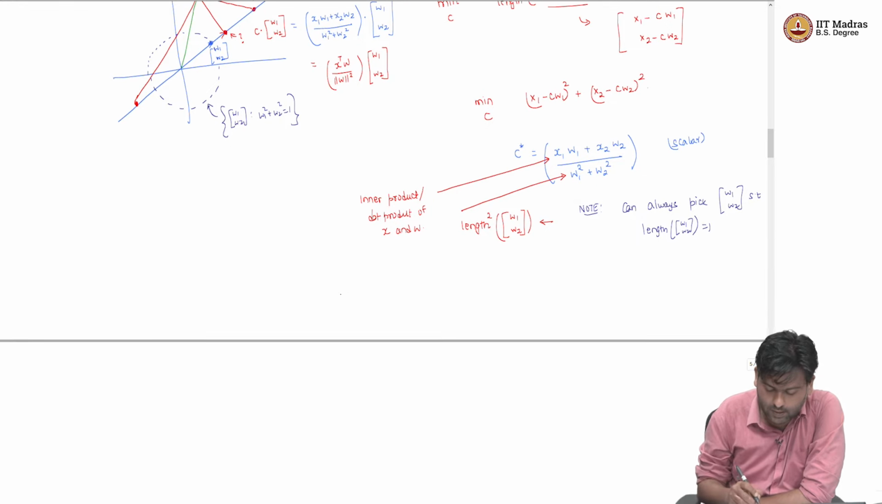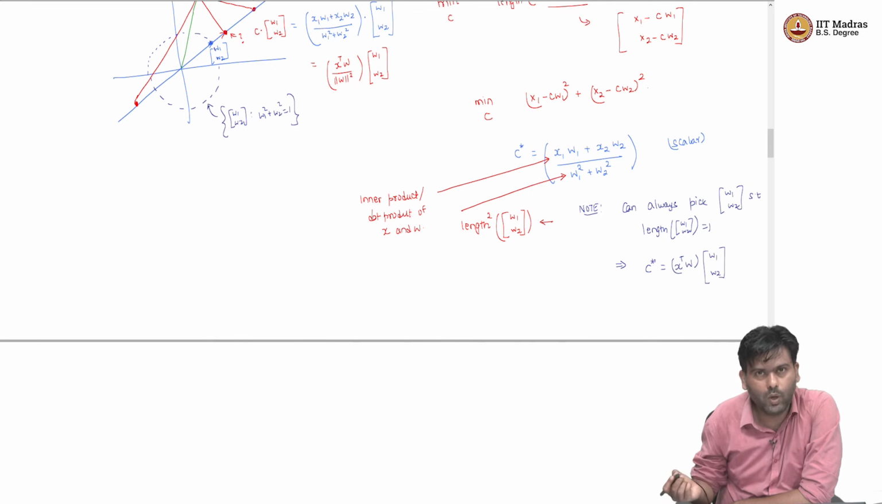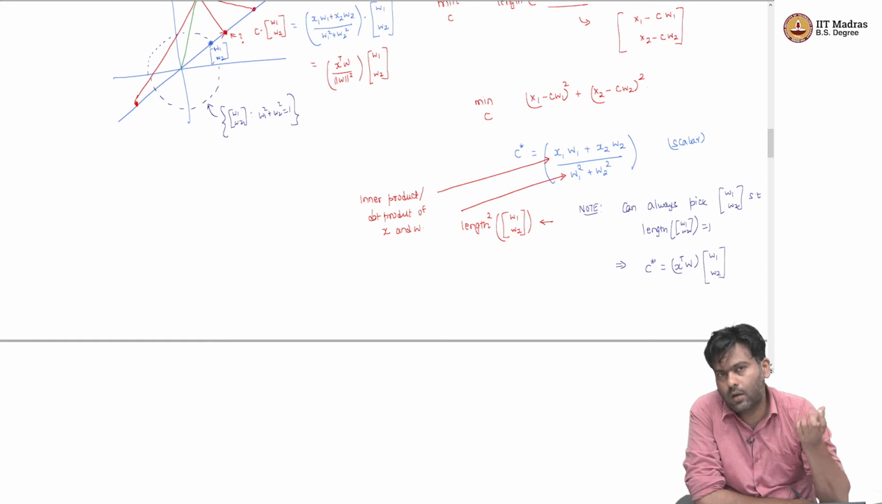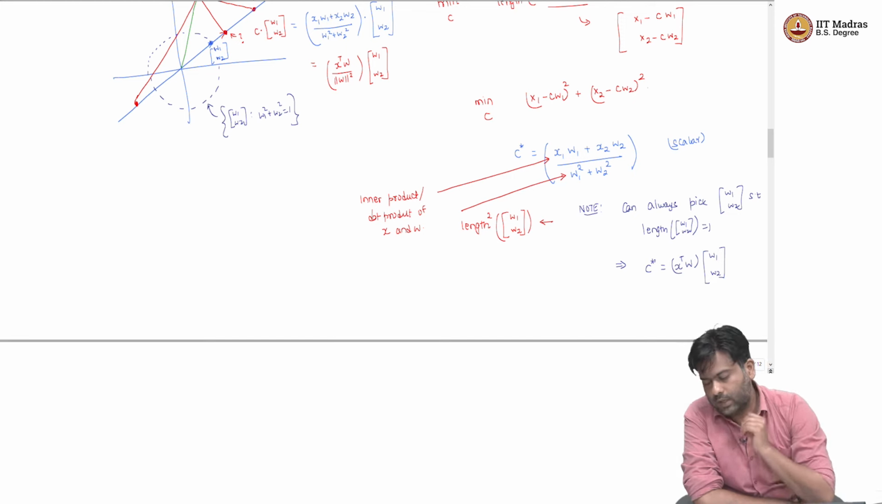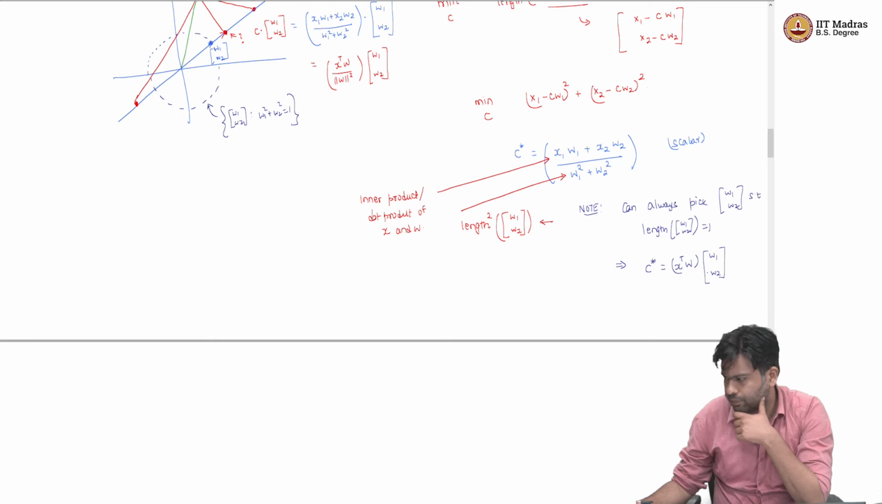Now, what is the advantage of doing that? The advantage is that c star is just x transpose w times w1, w2, right. So, the denominator is 1. Because we choose our representative to have length 1, the denominator of c star is 1, so we do not have to keep track of the length of w there. Our understanding is that we are going to represent lines using representatives which have length 1. So, c star is just x transpose w times w, where w itself is a vector w1, w2. Okay, good.